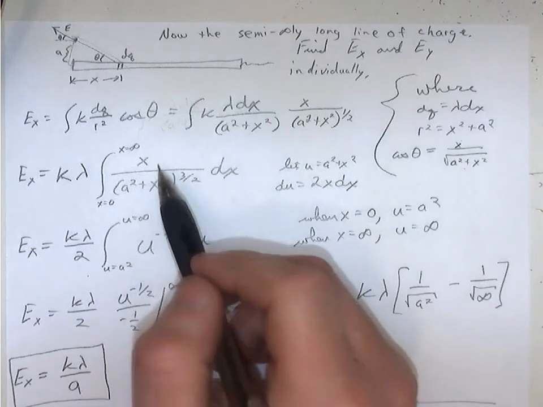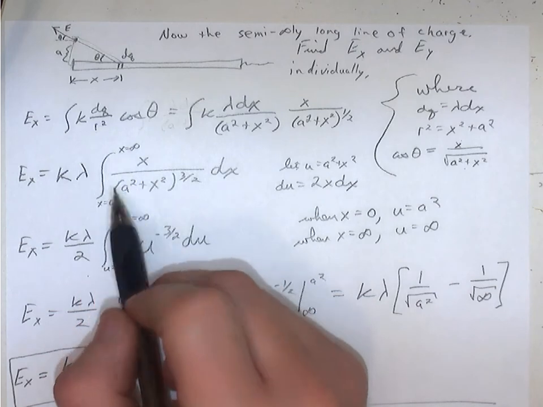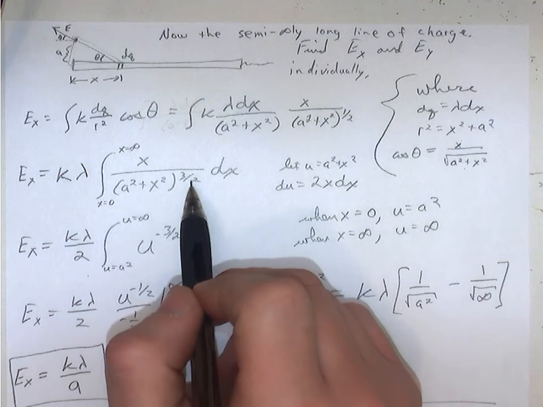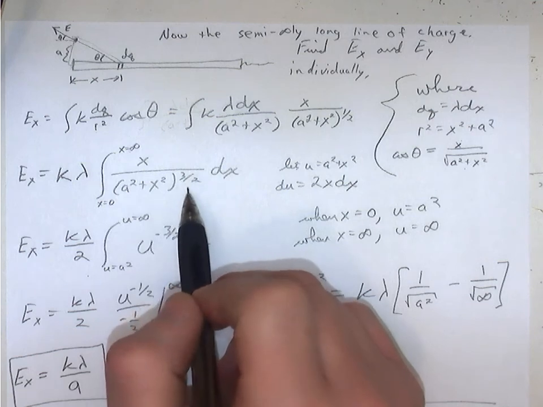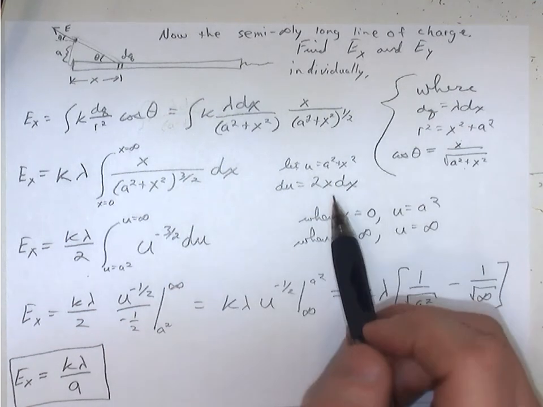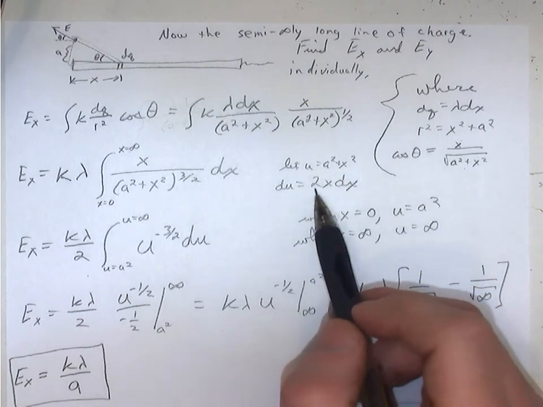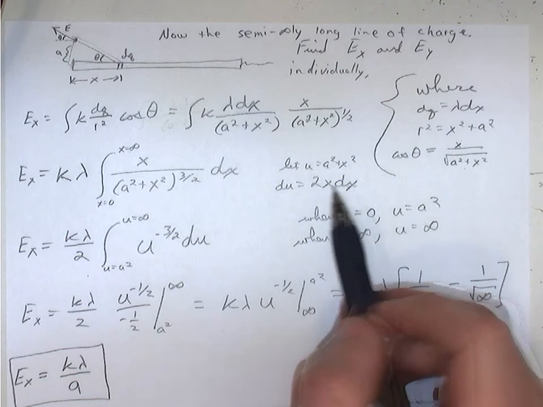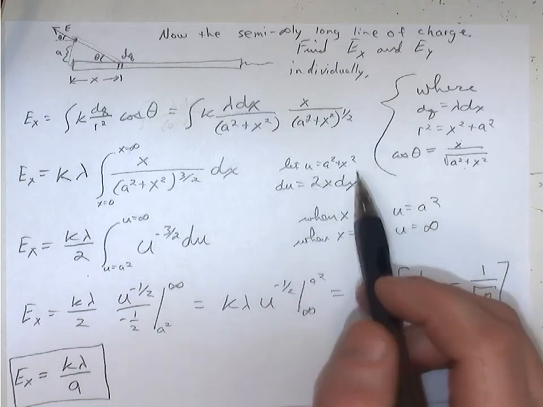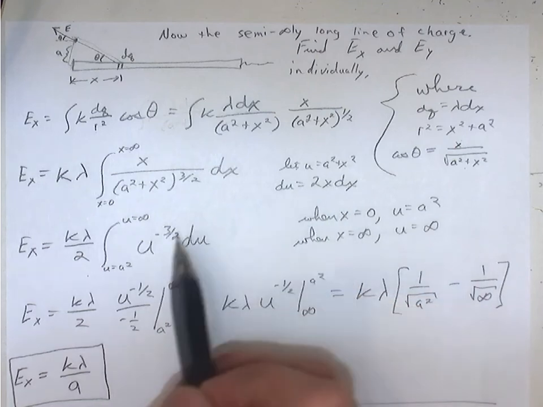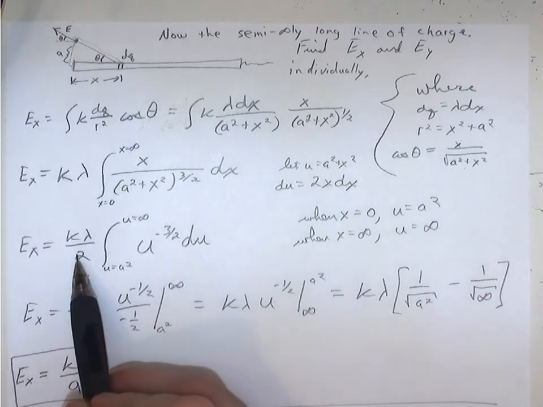We combine all that stuff together, we end up with the integral from 0 to infinity of x over a squared plus x squared to the 3/2 power, and that's in the denominator, dx. We do the u substitution like we did in class. U equals a squared plus x squared. Du is equal to 2x dx. Divide through by 2. So that's where this 1/2 comes from. X dx is equal to du over 2. So put the du in. Move the 2 over there.